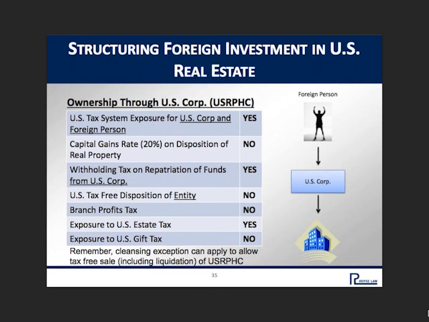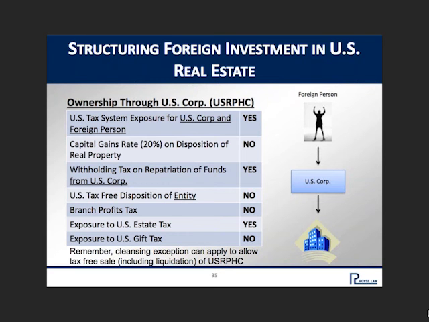Now, what if instead of that foreign corporation, we have a U.S. real property holding corporation? Well, there's going to be U.S. tax system exposure for that U.S. corporation, of course, and for that foreign person too, because the stock in that U.S. corporation is going to be a U.S. real property interest. So, looking lower at the U.S. tax-free disposition of the entity: if the foreign person sells this, they will be taxed in the U.S. under the FIRPTA rules. It will be considered a U.S. real property interest, and it will be effectively connected income. They will be hit with that 15% withholding on that.